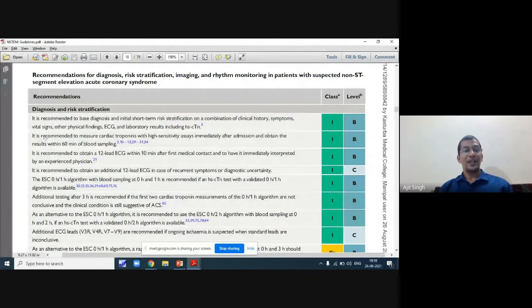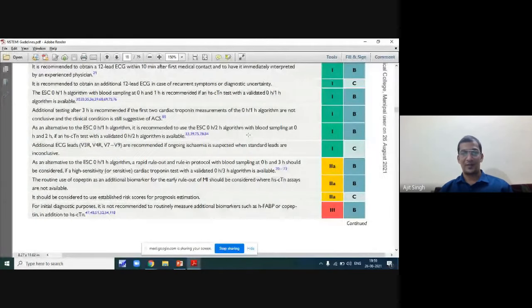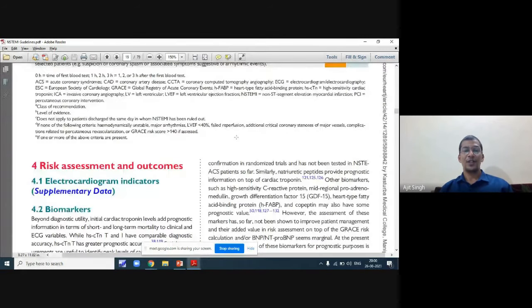Similarly, it is recommended to measure cardiac troponin within 60 minutes of blood sampling, and based on that we should admit the patient based on our troponin T. A 12-lead ECG within 10 minutes. If it is showing ST elevation, we should go for admission. And if your troponin T is less than 3-fold, we should wait for 3 hours, then test again, and if it is not recommended, discharge the patient. So based on the diagnosis, they have given all the recommendations.